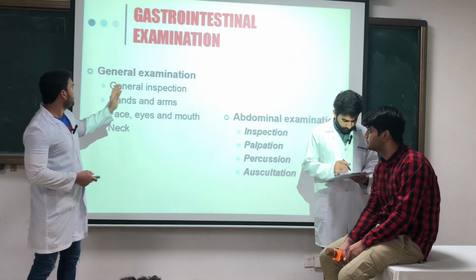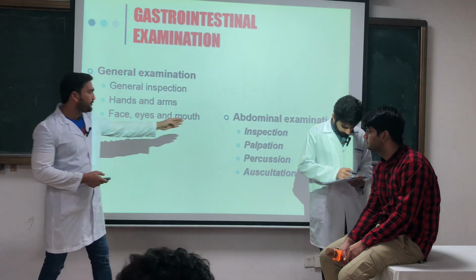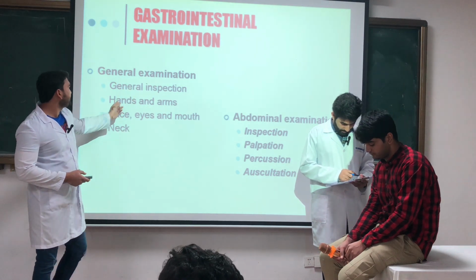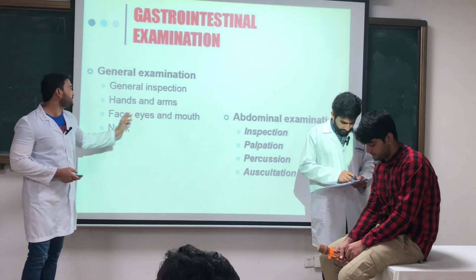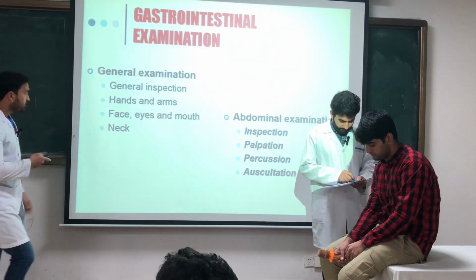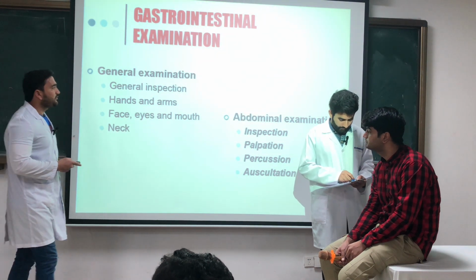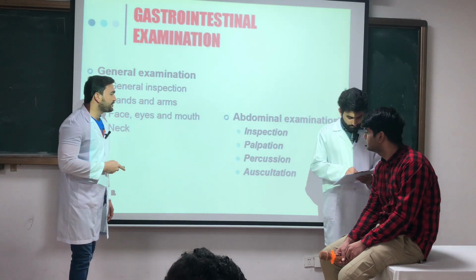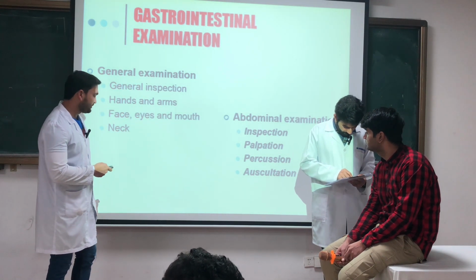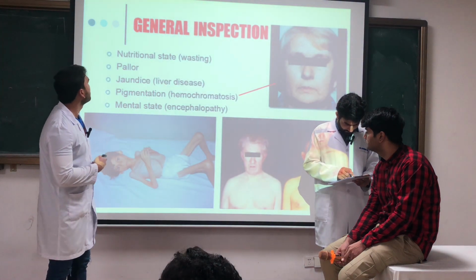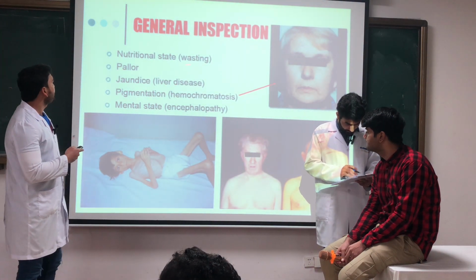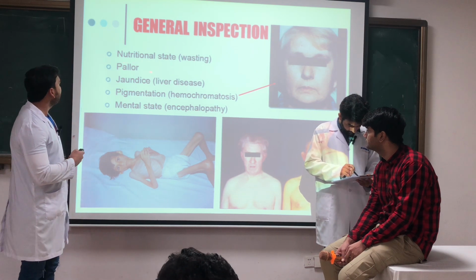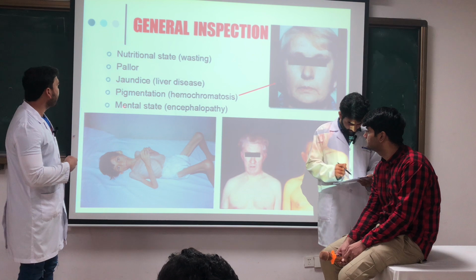First of all, we will do general examination and then we will do abdominal examination. In general examination, we will do general inspection of hands, arms, face, eyes, mouth and neck. Then we will do abdominal examination: inspection, palpation, percussion and auscultation. In general examination, we will look at nutritional state, pallor, jaundice, pigmentation, and mental state.